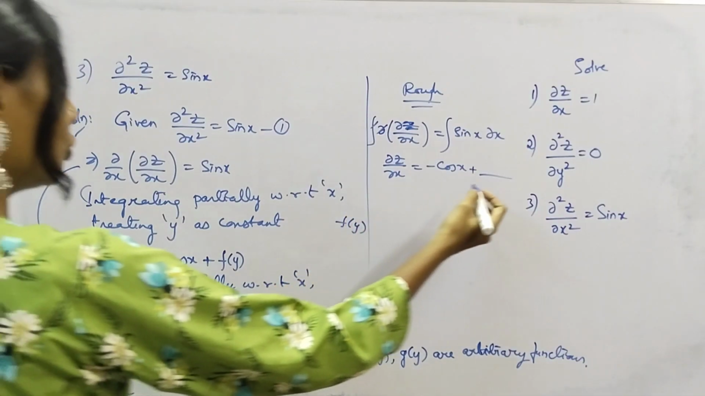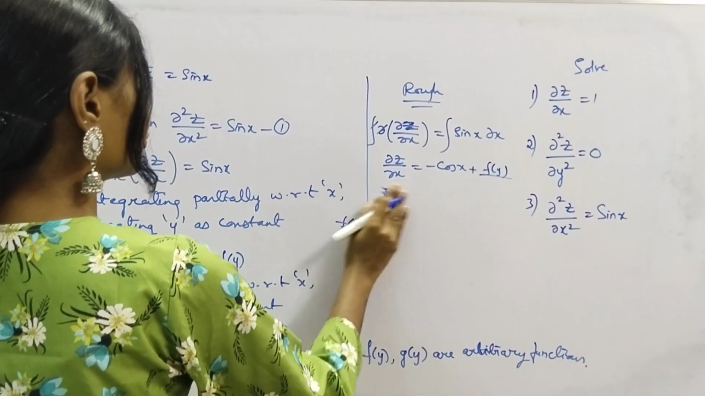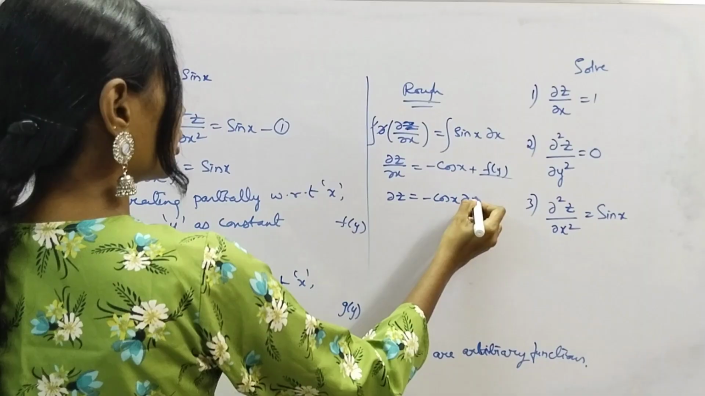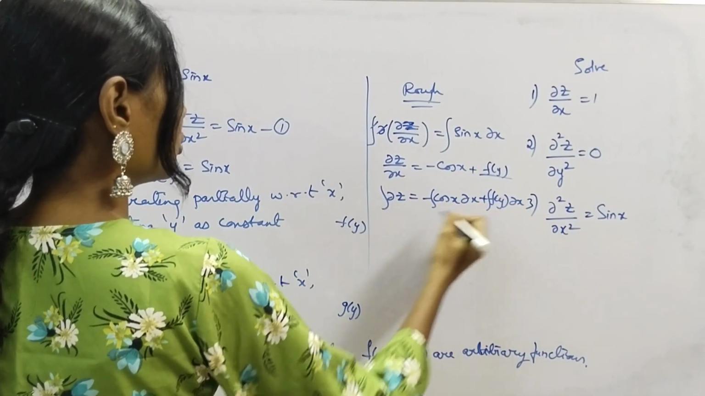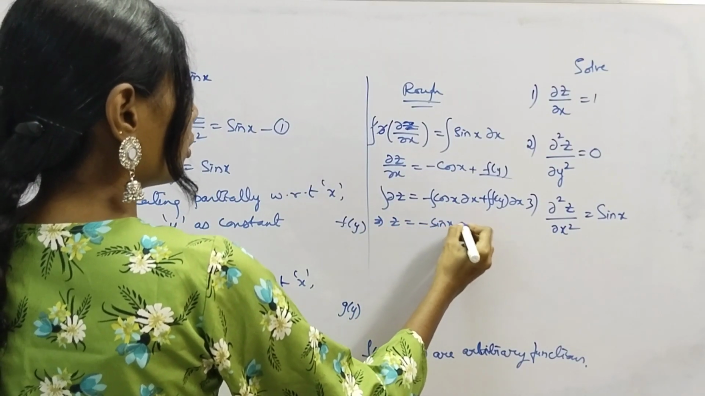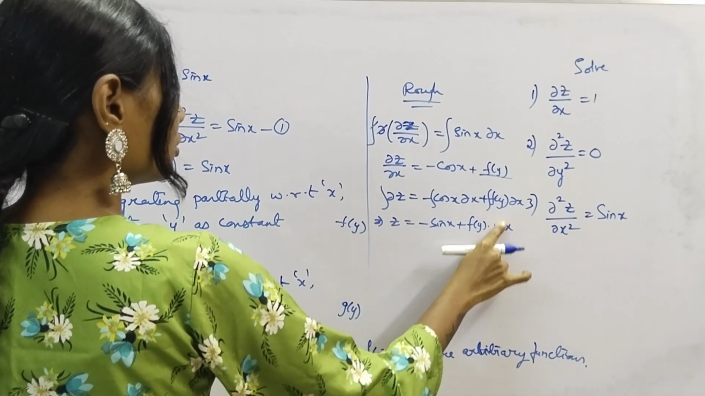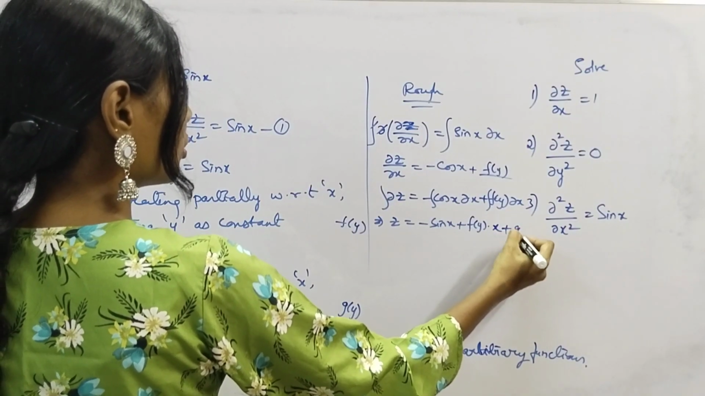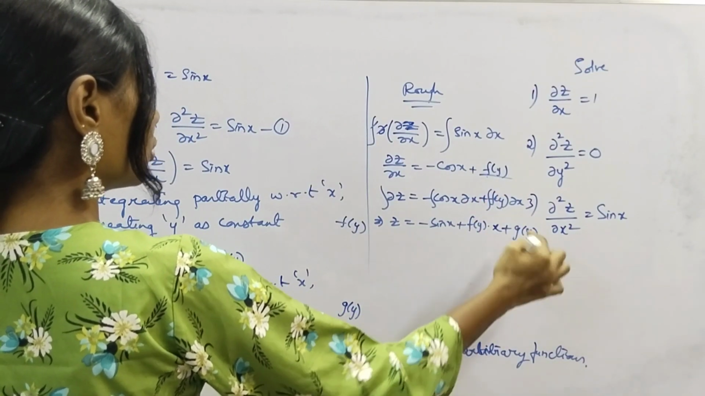Okay, here I'll just continue the rough work also. Again, we'll write this as ∂z equal to minus cos x ∂x plus f of y ∂x. Integrating, we'll get z equal to minus integral cos x is sin x plus f of y is constant into integral ∂x. Integral ∂x is again x, right? So you'll get into x plus constant of integration g of y. Already we have used f of y, so here I took g of y.